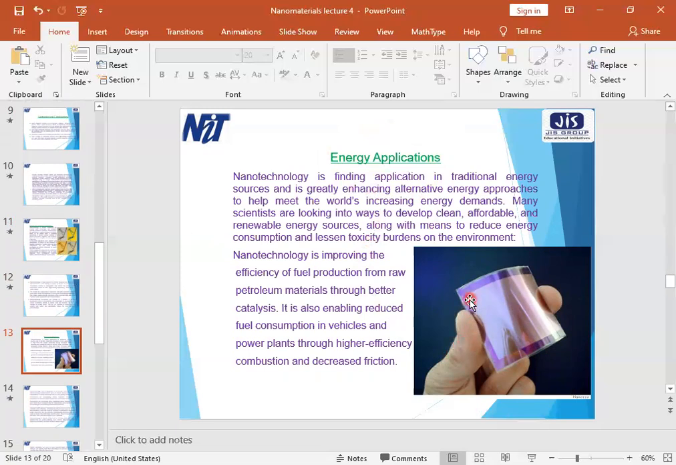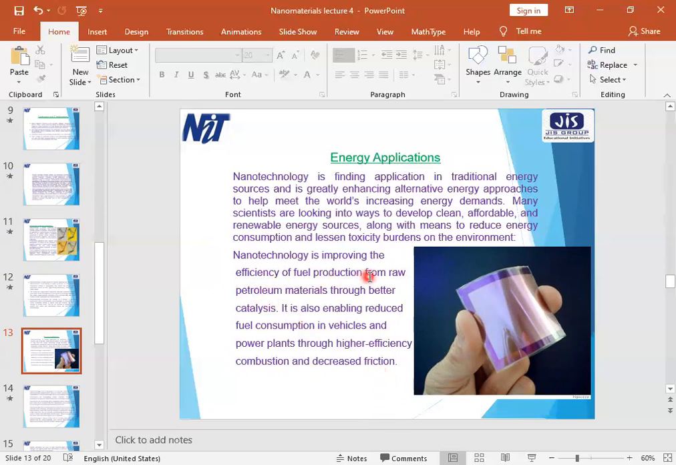Okay, so I told you that if solar panels are made with nanomaterials, their efficiency will be very, very high. And because of that, what will happen? It will produce more energy. Besides that, if electronic equipment is made with the help of nanomaterials, then energy can be saved.